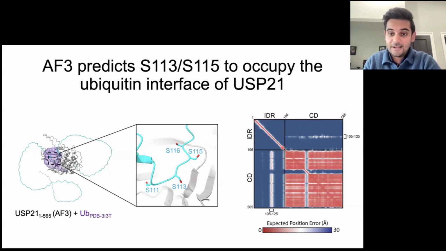And if you look at the predicted aligned error, you can see that this interaction interface is predicted with high spatial confidence as well. So then I thought maybe this IDR is serving as a mechanism of sterically blocking ubiquitin binding and could be relieved by phosphorylation.